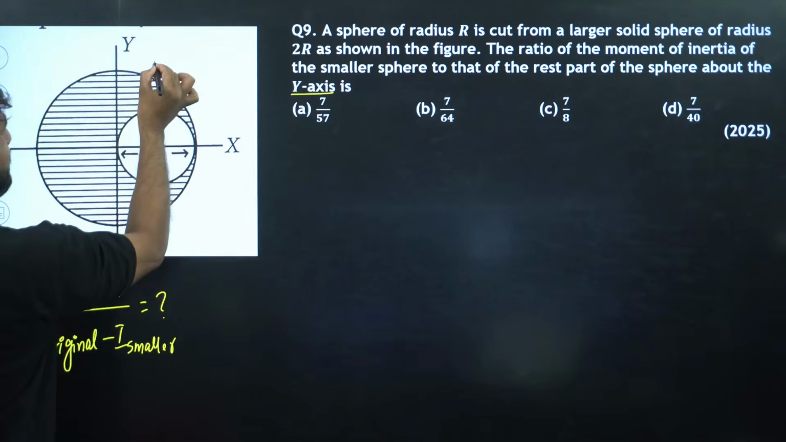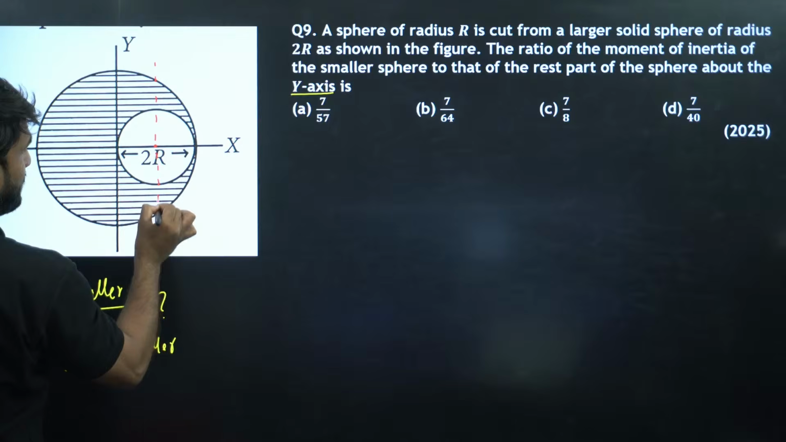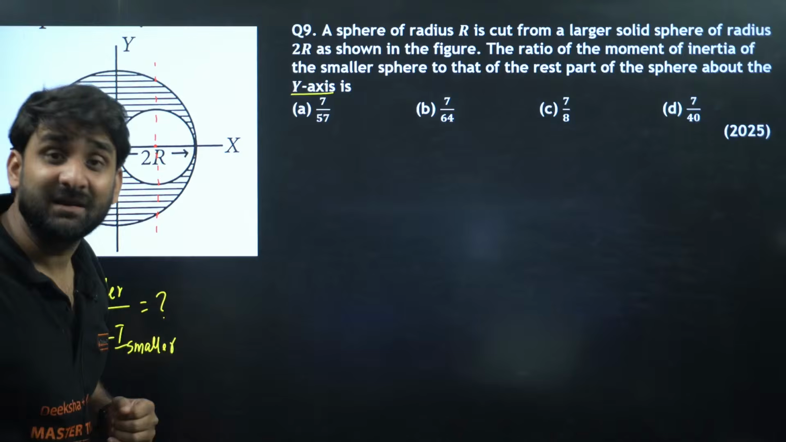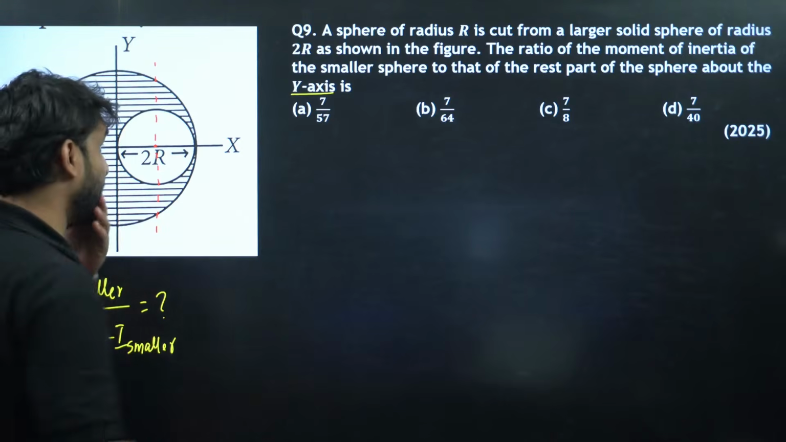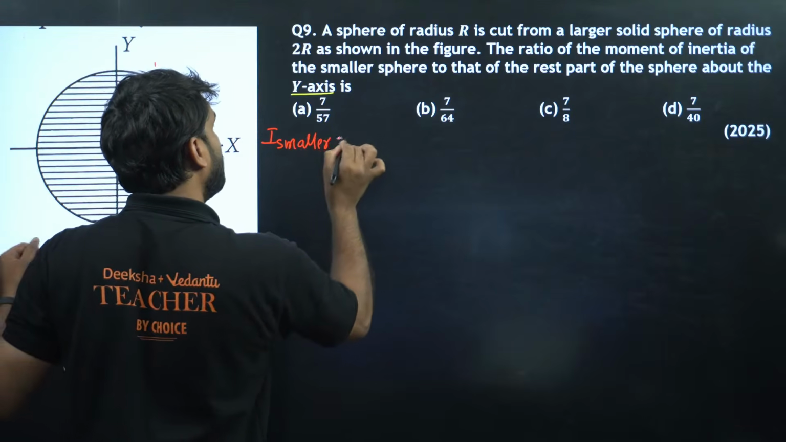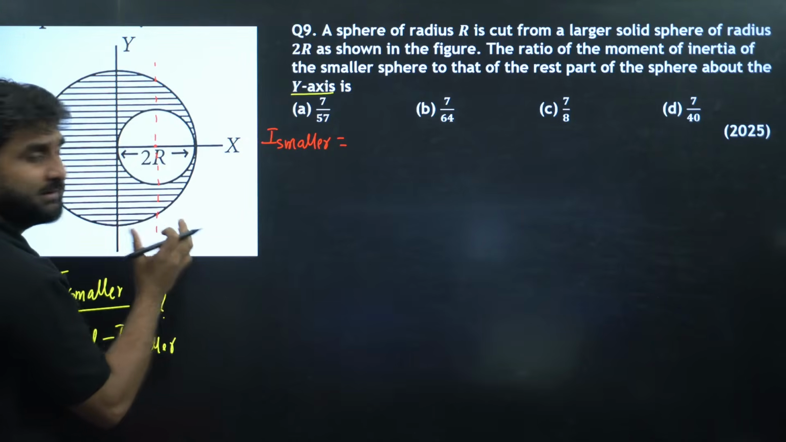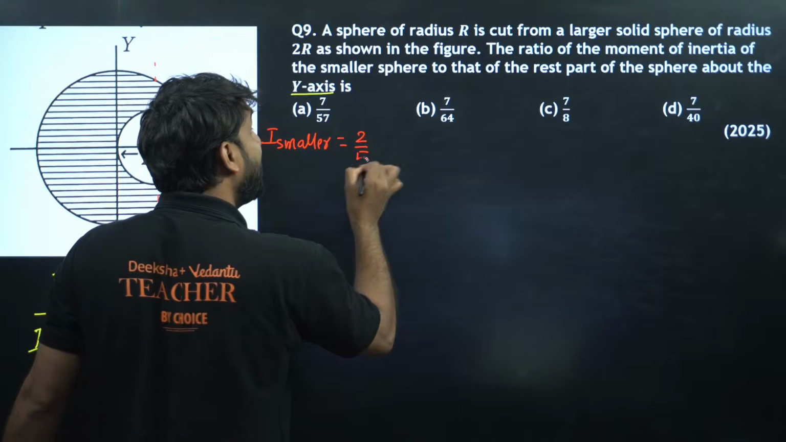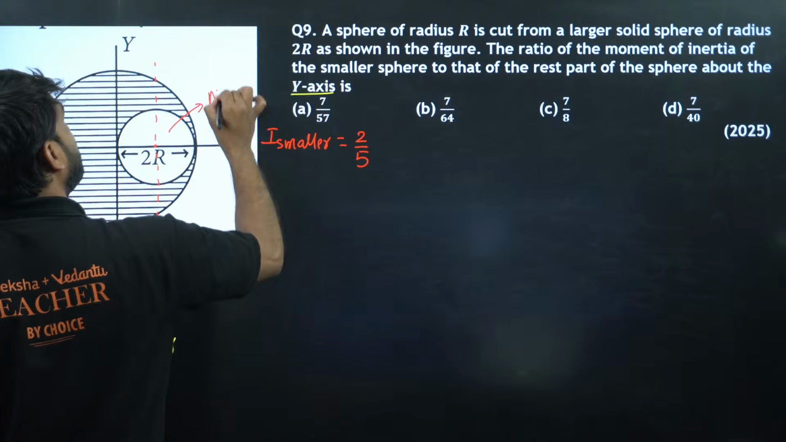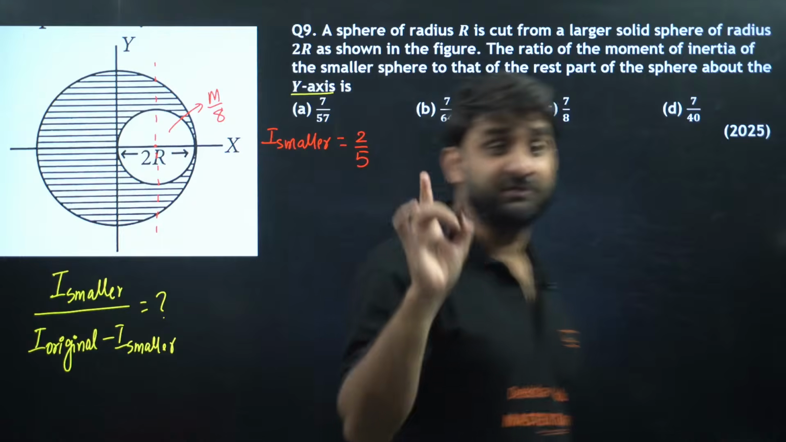For this y-axis, for the smaller sphere, can you see, this will be the center of the smaller sphere. So what will be the moment of inertia of the smaller sphere? Can we apply the parallel axis theorem here? Yes, we have to apply the parallel axis theorem. The moment of inertia of the smaller sphere will be equal to, first, the moment of inertia of this whole sphere, which is solid, so 2 by 5 m. What will be the mass of this smaller sphere? The mass of the smaller sphere will be m by 8.